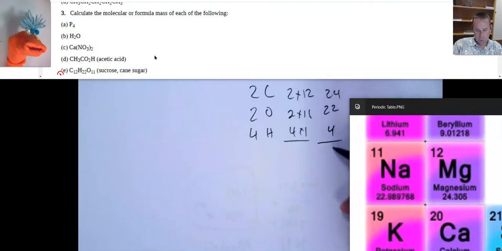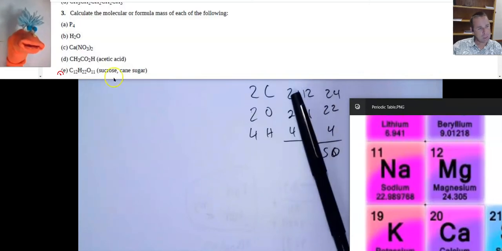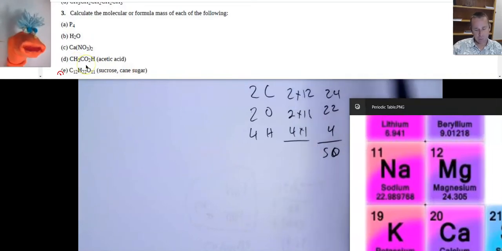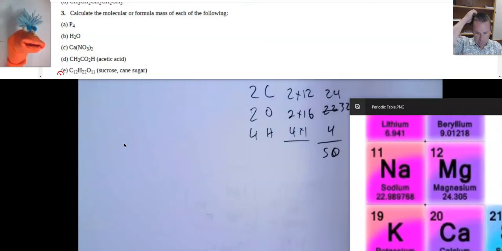We have 4, 8, 9, 10, 50. Is that what we're getting? Yeah, 50 should be the molecular mass of acetic acid. Did I do that right? I think so. I didn't think that sounded right. That's supposed to be a 16, not an 11, so that makes that 32. There we go. So 16, 16 is 32, and that makes that 60. Okay, good.